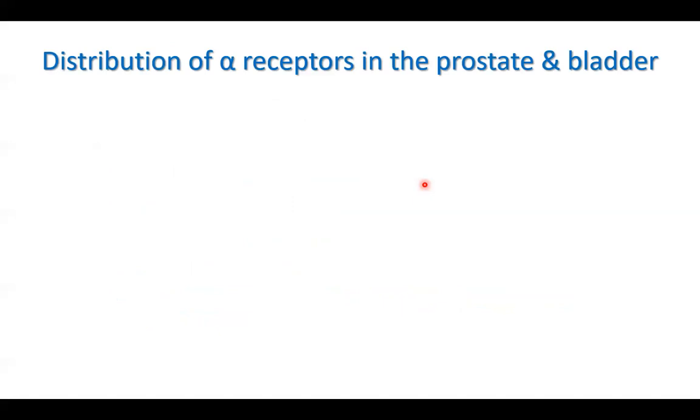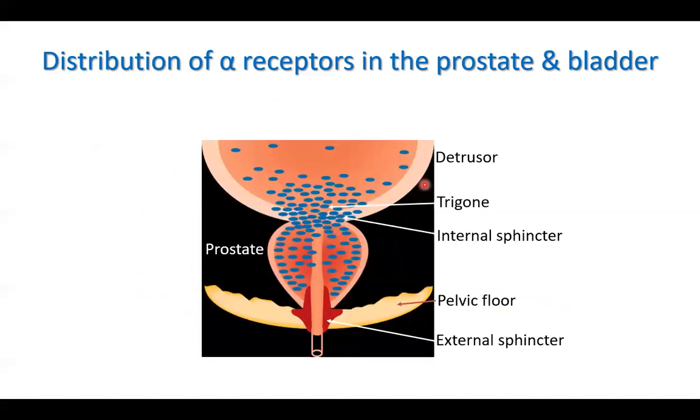So, distribution of alpha receptors in the prostate and bladder. As you can see, they are present at high concentration in the bladder neck region, the trigone area, and the bladder sphincter, also in the prostate. When we say alpha receptors, we are talking about alpha-1 receptors. Alpha-2 are not here.